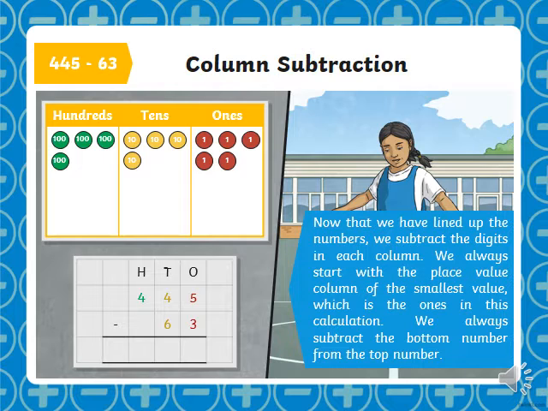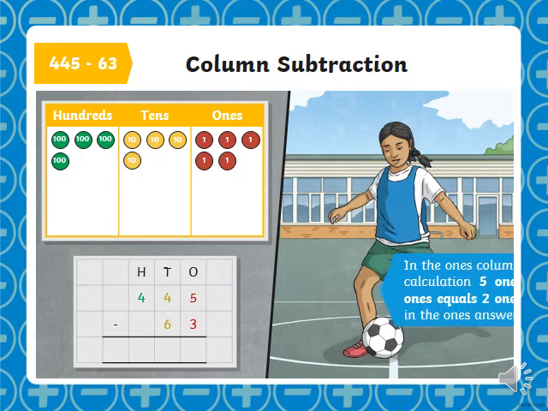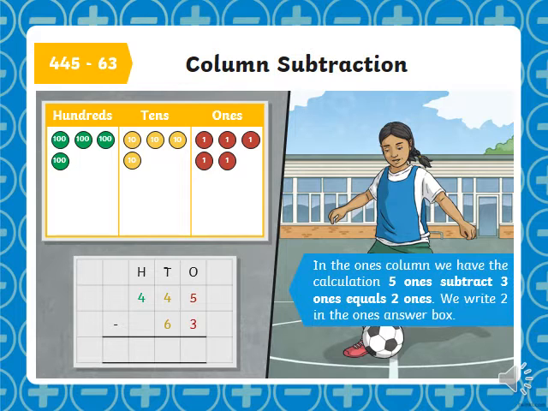And now we've lined up the numbers, we're going to subtract the digits in each column starting with the smallest. Okay, so we're going to do 5 ones take away 3 ones. Can we do that? Yes, we can. We've got 5 ones, we take 3 away, and that equals 2 ones. So we'd write 2 ones underneath the correct column.